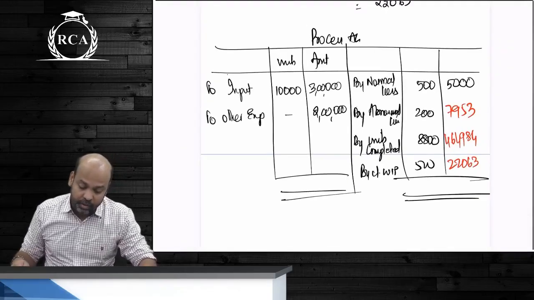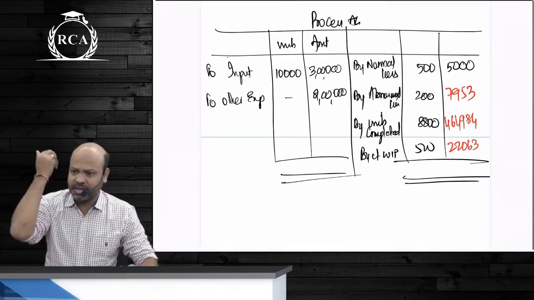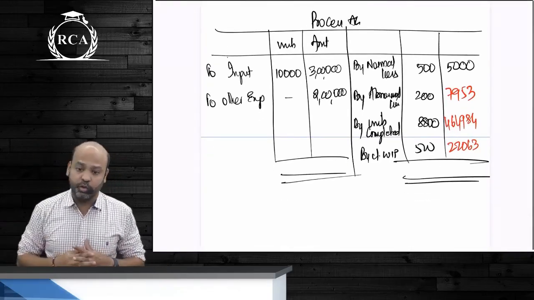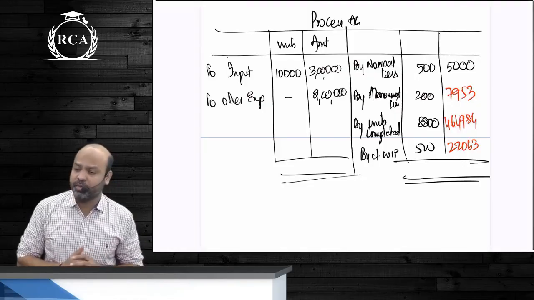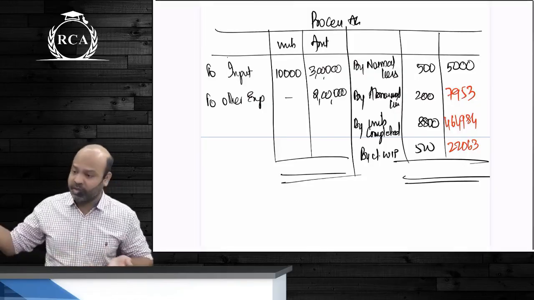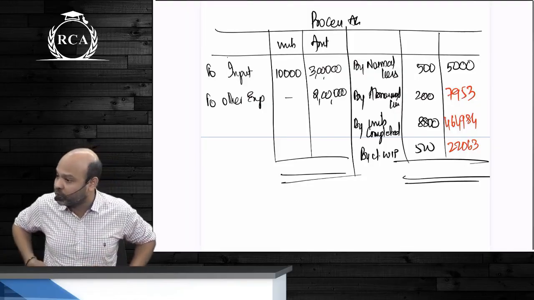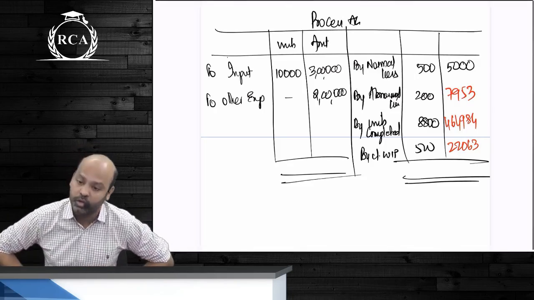Sir, what will happen to abnormal loss? Same as before. You will transfer that to abnormal loss account. Won't that also have a scrap value? How much? 5 rupees, 10 rupees per unit. You will sell those 200 units at 10 rupees per unit, and the net difference will get transferred.